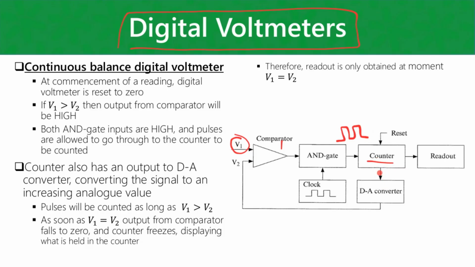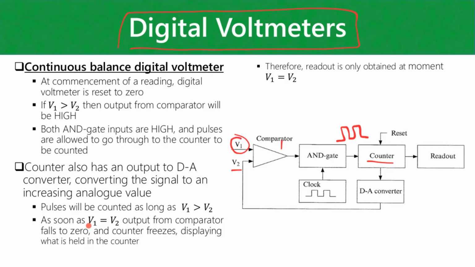The counter value is then sent onto the digital to analog converter, which takes the digital value stored on the counter and changes it to an analog voltage. That's then applied to the comparator and compared to our unknown voltage that we're trying to measure. While V1 is bigger than V2, this whole process will just continue. The counter will continue counting the pulses from the AND gate, and the digital to analog converter will convert the value on the counter to an analog voltage.